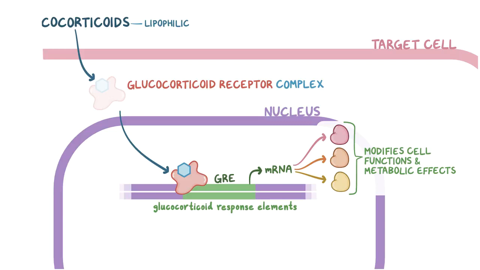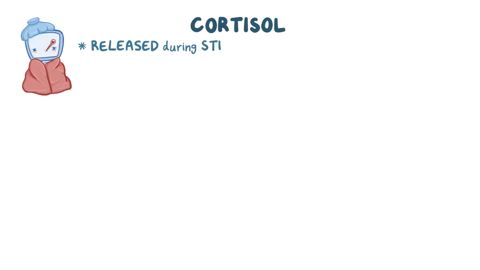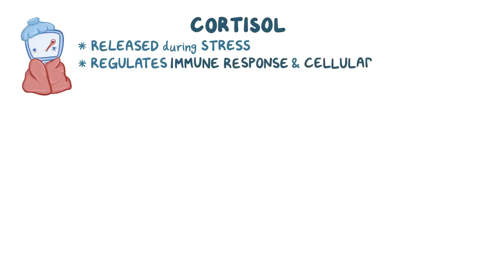The most important glucocorticoid in humans is cortisol, and it's generally released during times of stress, like during an illness or starvation. Cortisol helps to regulate both the immune response as well as cellular metabolism, like gluconeogenesis. With regard to the immune response, cortisol promotes an overall anti-inflammatory state by inhibiting the two main products of inflammation, prostaglandins and leukotrienes, as well as inhibiting interleukin-2 production by white blood cells.